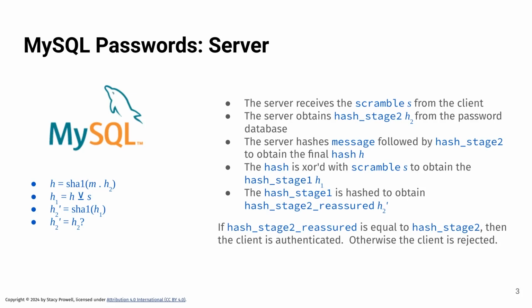The stage 1 hash is hashed a second time, and I obtain a potential stage 2 hash, which should be the same as the one I have stored. Wow, a lot going on there. If the stage 2 hash that I have stored is the same as the stage 2 hash that I get by hashing the stage 1 hash that I got from the scramble, great, I authenticate. Otherwise, I reject. This is a pretty good system. It's got a bunch of moving parts in it. It's a little confusing, but it's actually a pretty good system.